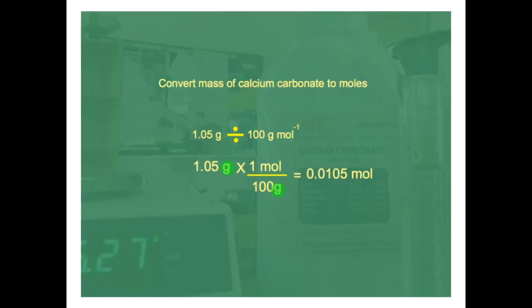Now the first thing is we should convert the 1.05 grams used in the investigation into moles. And here is how we do that. We divide this mass in grams by the molar mass. And when we do that, this is how we would lay out the calculation. And the grams units will cancel, leaving you with this number of moles. So this is the amount in moles of calcium carbonate that was available for this reaction.